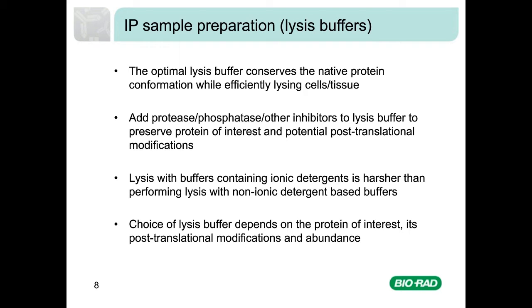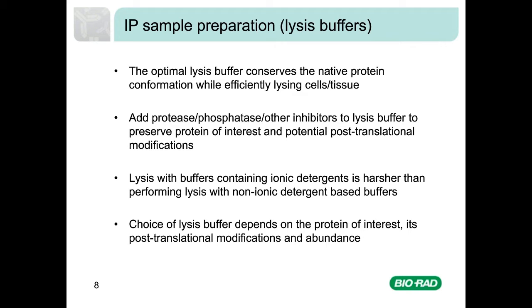As a general rule, lysis with lysis buffers containing non-ionic detergents, such as NP40, tend to be milder compared to lysis with ionic detergent-based lysis buffers. To summarize, lysis buffer selection depends on your protein of interest and its modification status. For example, if you are intending to analyze ubiquitinated or phosphorylated proteins, the addition of specific proteasome, deubiquitinase, and phosphatase inhibitors is critical. Protein abundance also plays a role, as you might like to use as little lysis buffer as possible when you intend to immunoprecipitate a very low abundant protein.